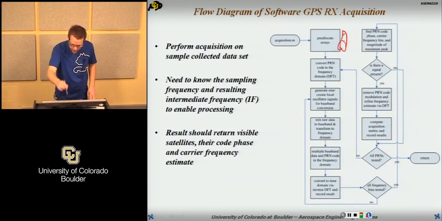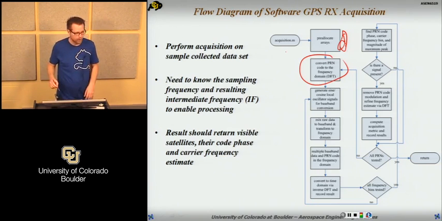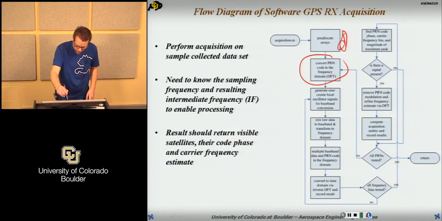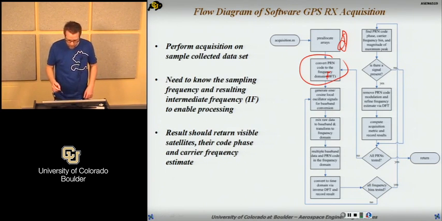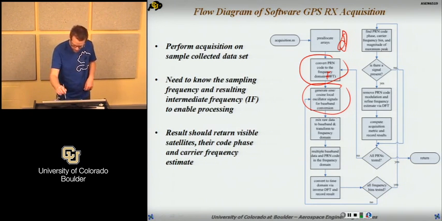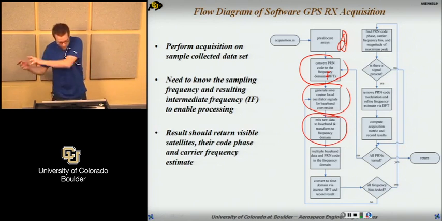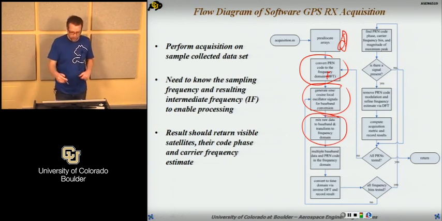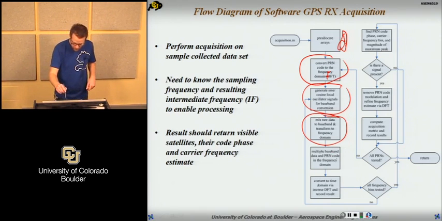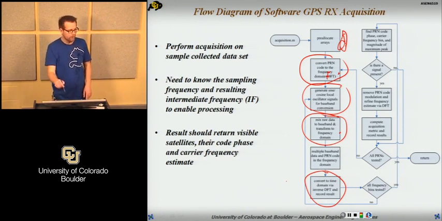When we do that, we take the PRN code and convert it to the frequency domain. It says DFT here, but it actually is implemented as an FFT. Generate the sine and cosine signals, mix to baseband, take the data, mix it to baseband, and transform it to the frequency domain. We multiply this one with this one, do the IFFT, and then we just keep going till we've tested all of them.